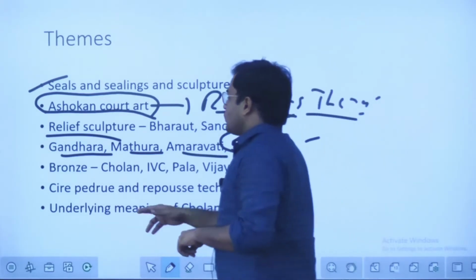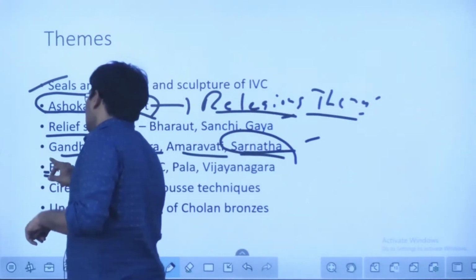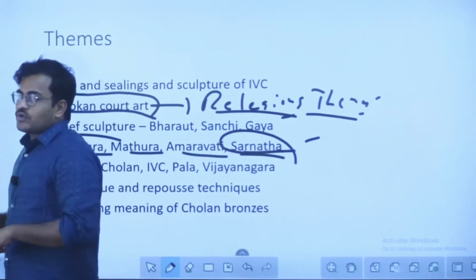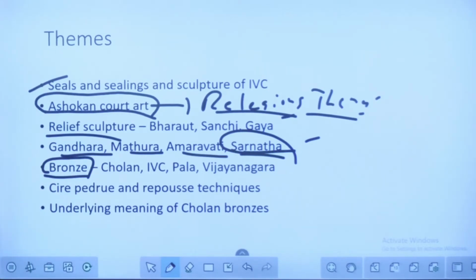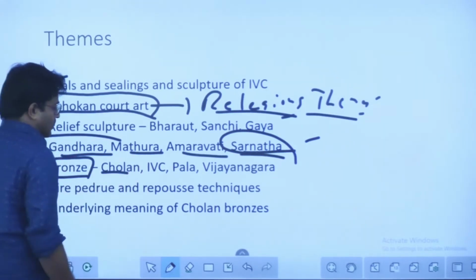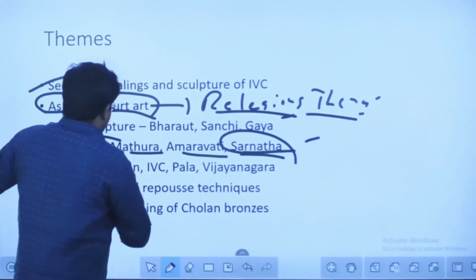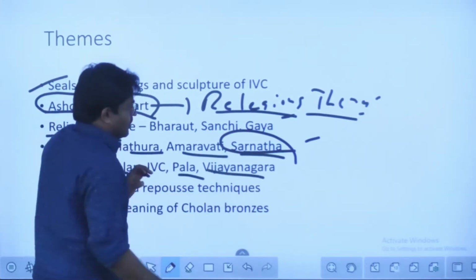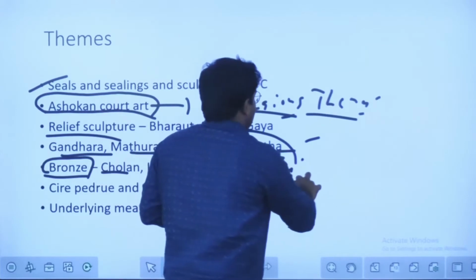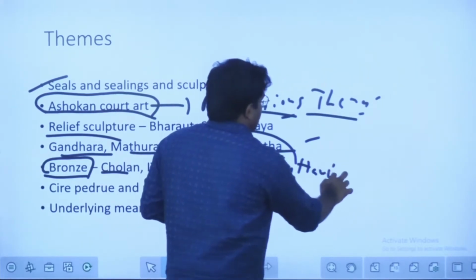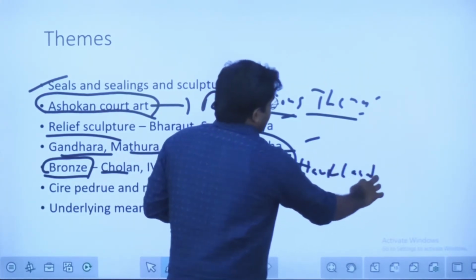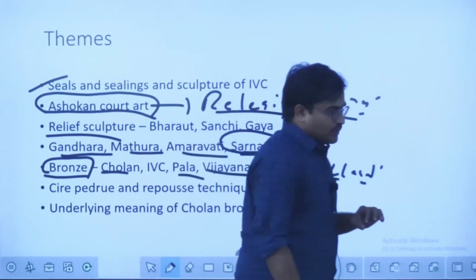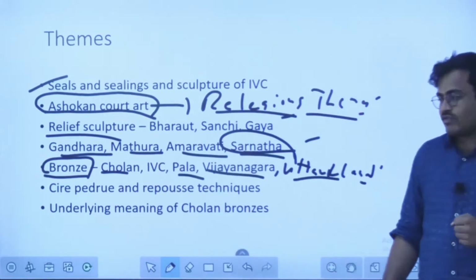Then, let's suppose they ask a question on bronze sculpture of India, you should not confine yourself just to the Chola bronze sculptures. You have to start from the IVC period, then go to the Chola bronzes, then Pala, then finally the Vijayanagara, and there are also bronze idols from Uttarakhand, which are covered very well in your NCERT. So all these four things you have to write.